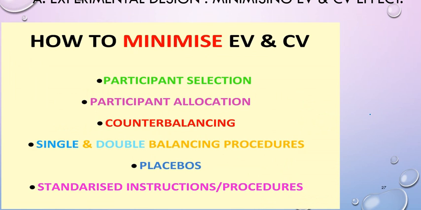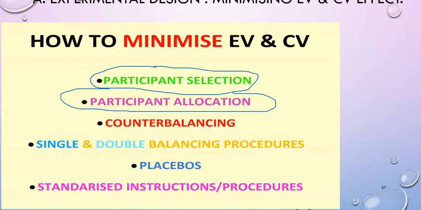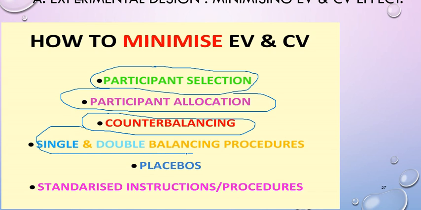So, in order to minimize these extraneous and confounding variables, the researchers have to make a lot of effort in the way they are selecting the participants. They have to put in a lot of hours to allocate the participants correctly, completely randomly, and they have to counterbalance the experiments. They sometimes have to do single and double balancing procedures.